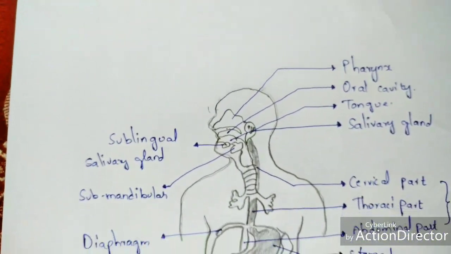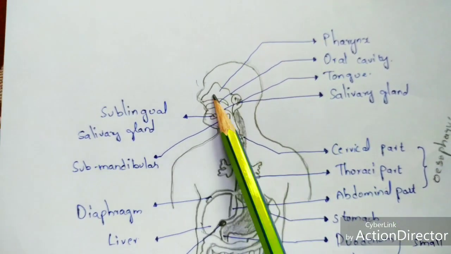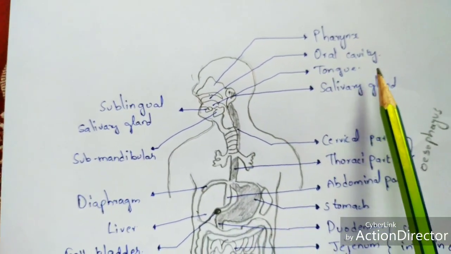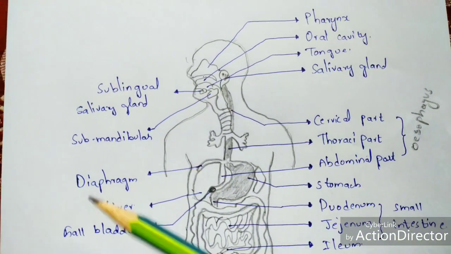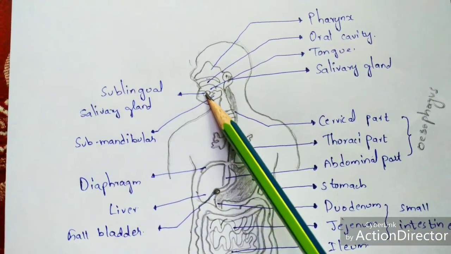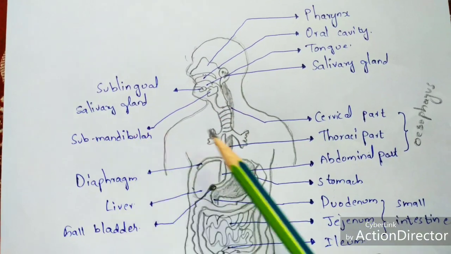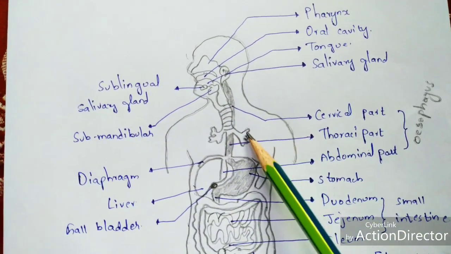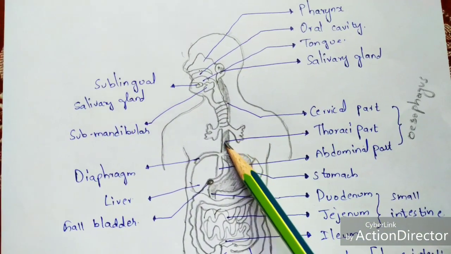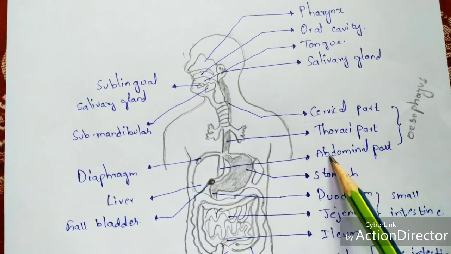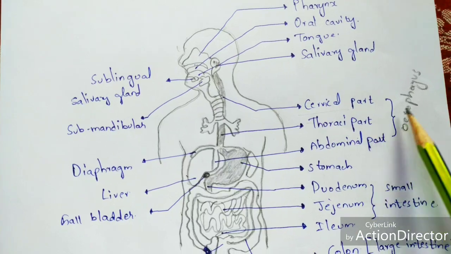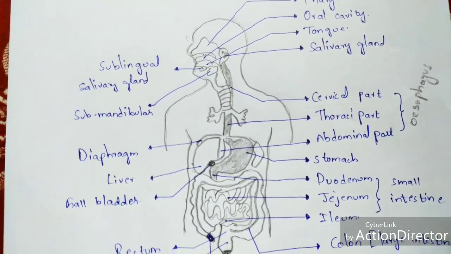So this is the diagram of the digestive system, and it consists of parts called the pharynx, oral cavity, tongue, and salivary glands. So this is the sublingual gland, this is the salivary gland, and this is the submandibular gland. And here this is the cervical part, this is the thoracic part, and this is the abdomen part. These three parts, cervical, thoracic, and abdomen, together form the esophagus.